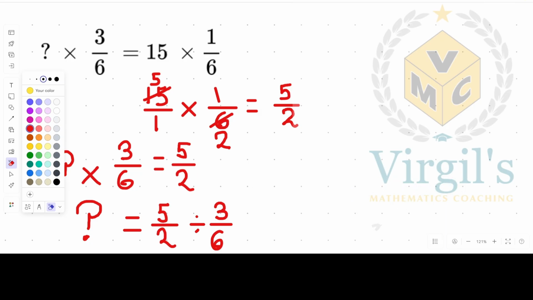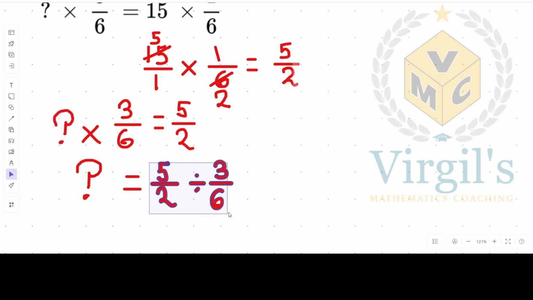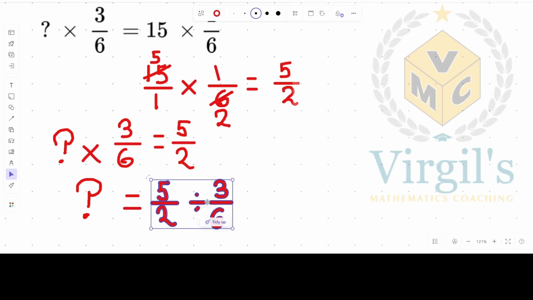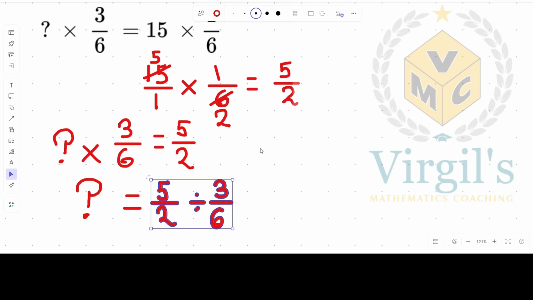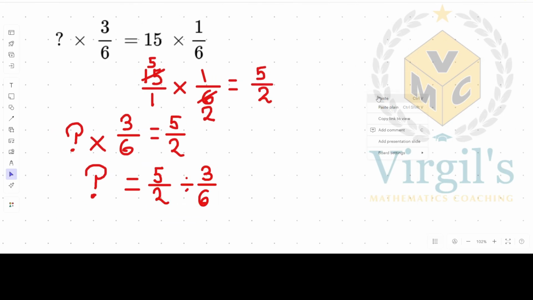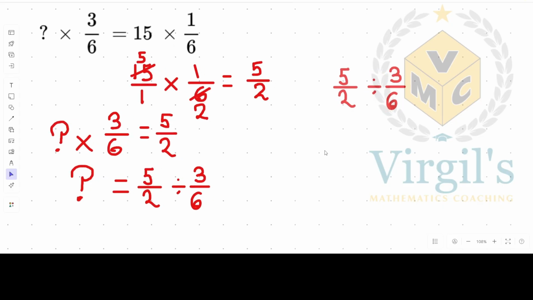Now, how do we divide 5 over 2 divided by 3/6? I hope you guys know what to do. So let's do our working across here. I'm just going to copy it. Right, so I have it across there.